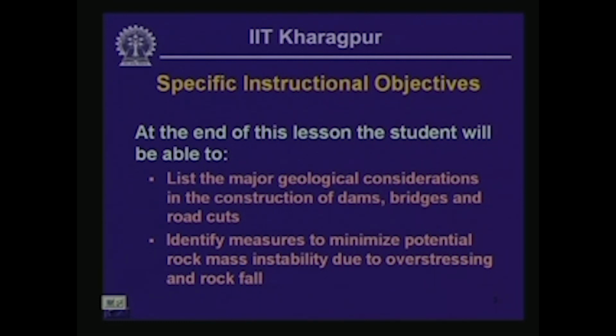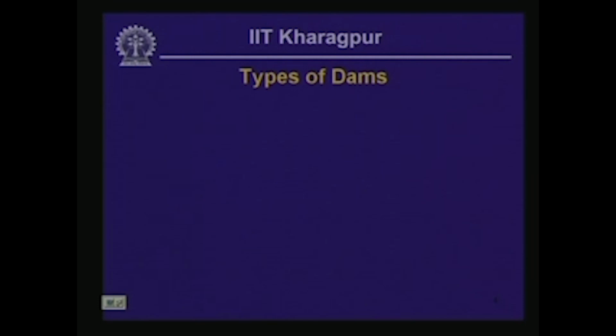We should be able to list the major geological considerations in the construction of dams, bridges and road cuts, and we should be able to identify countermeasures against rock mass instability due to, for instance, overstressing as a result of the construction of dams, bridges or road cuts, and rockfall. So, those are the objectives, and then let us begin the discussion.